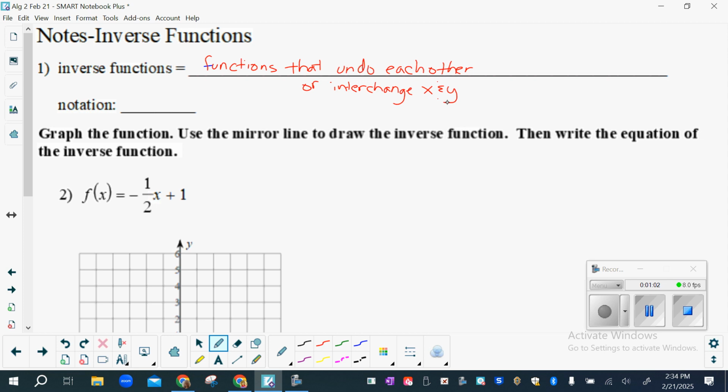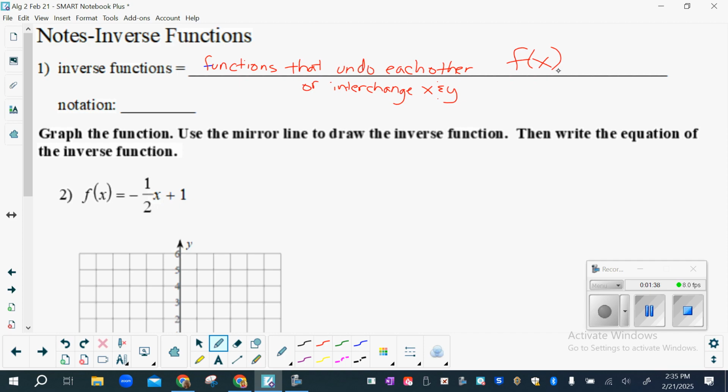Does anybody remember what function notation is? It's not y equals mx plus b, you're thinking of slope-intercept form. This right here, f of x. Yes, f of x. Good. That's function notation, f of x. It could be a g of x, it could be any letter. You need to see the function.